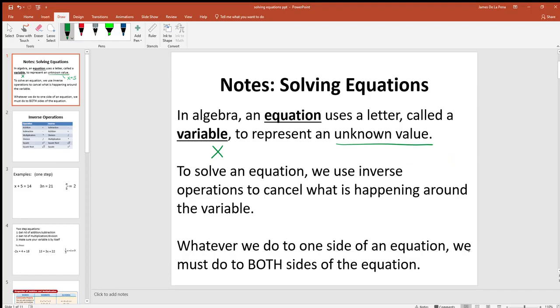So to solve equations, we want to use what are called inverse operations to cancel out whatever's going on around our variable, our unknown value. After we've done that, whatever we do to one side of the equation, we have to make sure to do to both sides of the equation to balance it out around the equal sign. Then we will have our value, and we can plug it back in and check our work.